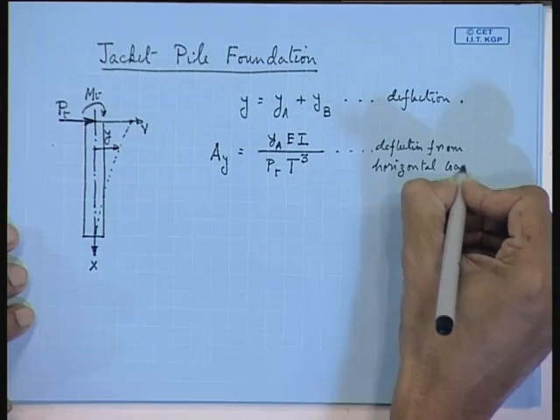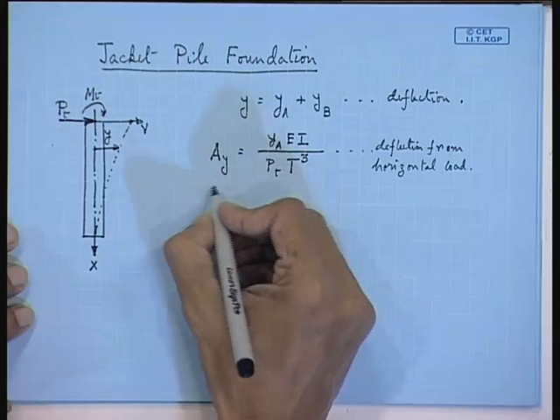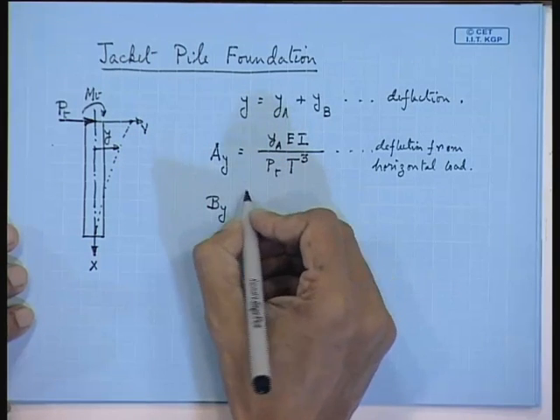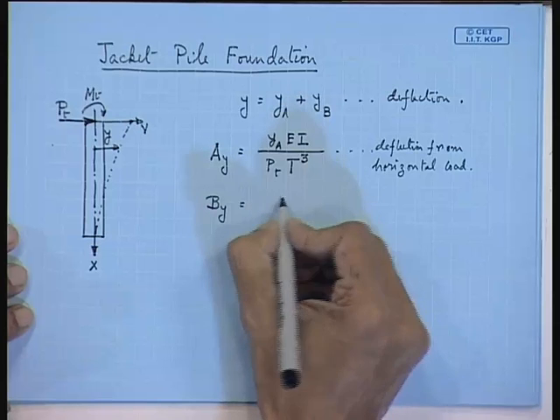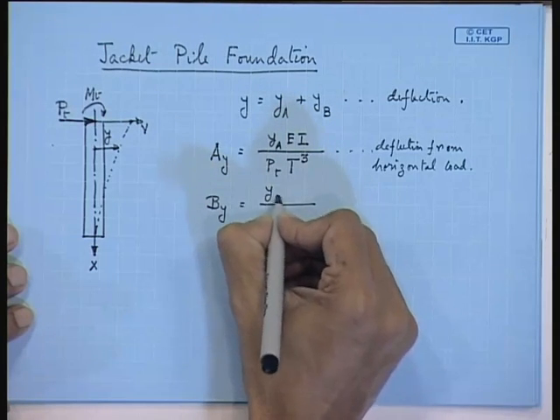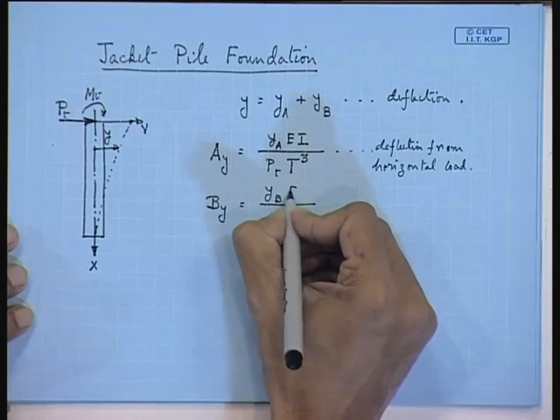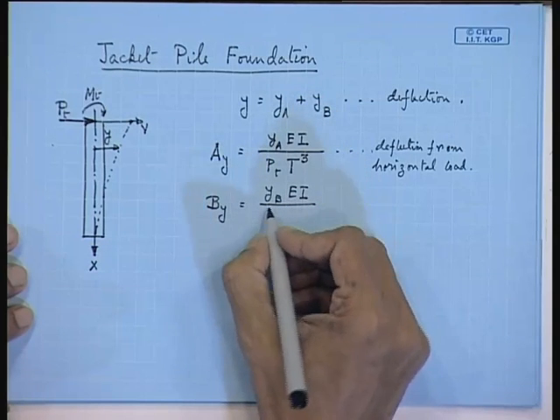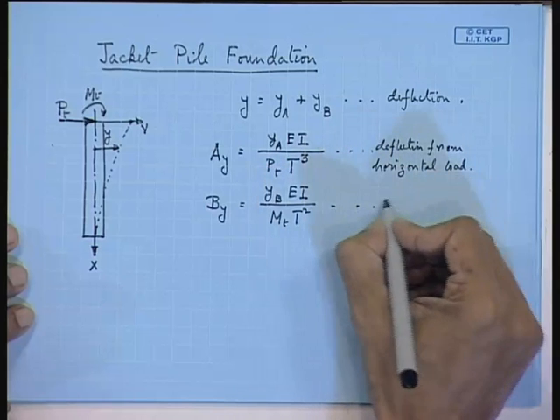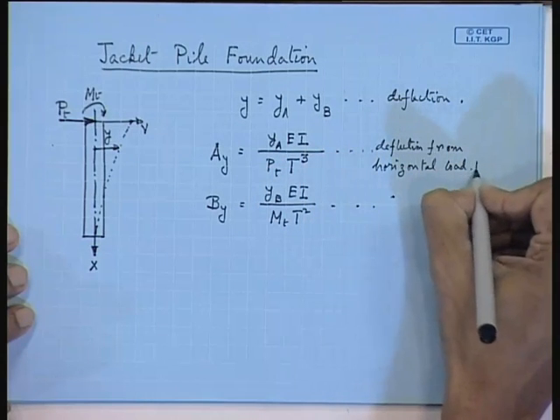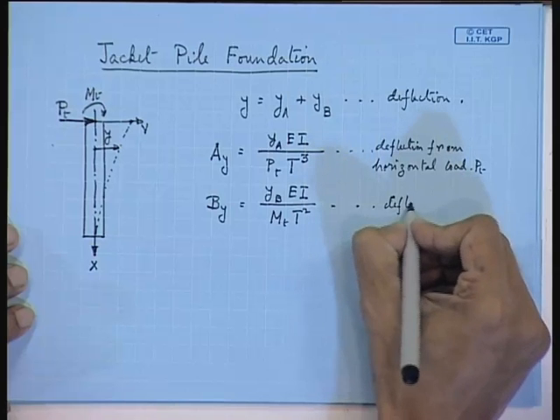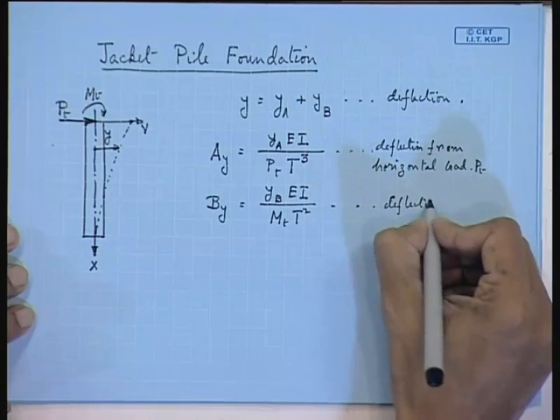And the other one is the By. This is coming from the moment term, so instead of PT you will get MT. So, you non-dimensionalize the deflections. This becomes yB multiplied by EI over MT T square. So, this is deflection from horizontal load PT, and this is deflection from MT. Now you can write down the equation for y.